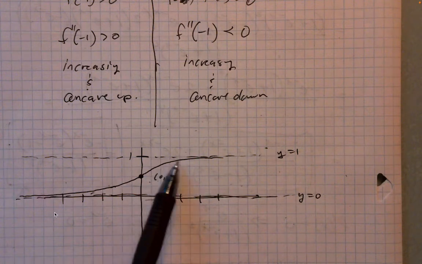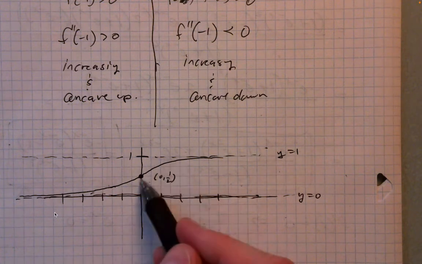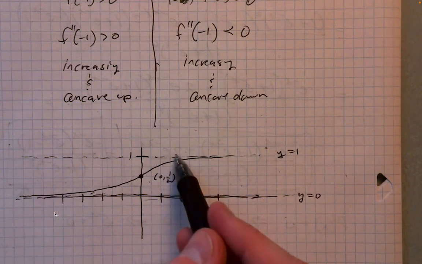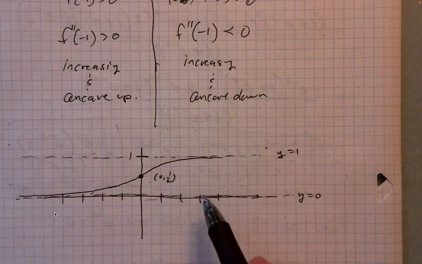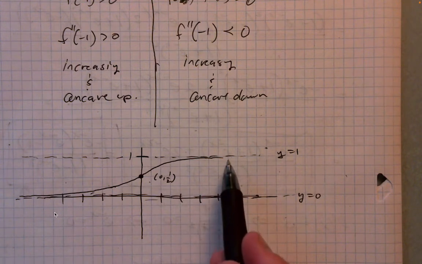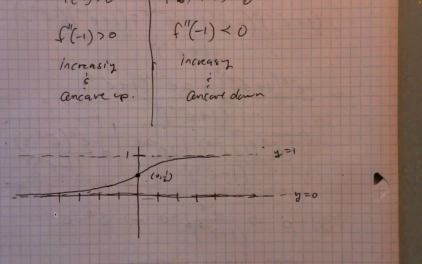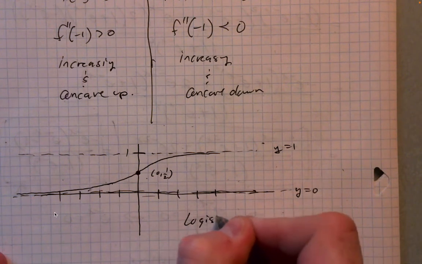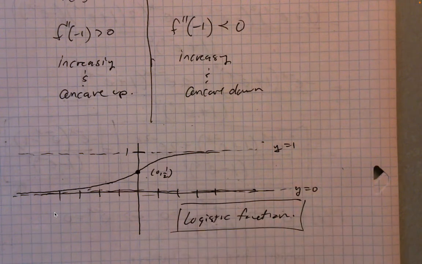Now again, we don't know exactly what the curvature is, whether it's very steep and sharp like something like this, or whether it's more gradual like this, or maybe even more gradual. Right, but that's not important for this exercise. We're really just trying to get a reasonable sketch. And so this is the logistic function, a very famous function in mathematics. It's used in lots of applied areas. Okay, so that's a summary of curve sketching.